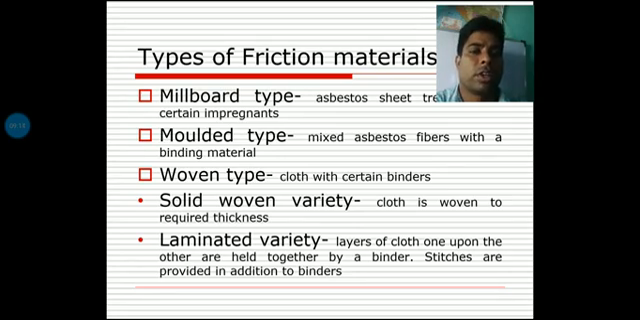And next one is the laminated variety. Laminated variety means layers of cloth one upon the other, held together by a binder. Stitches are provided in addition to the binder. Stitches means that some stitching is required to bind the whole parts together with the binder, so we can use some stitches to provide the additional binding conditions.